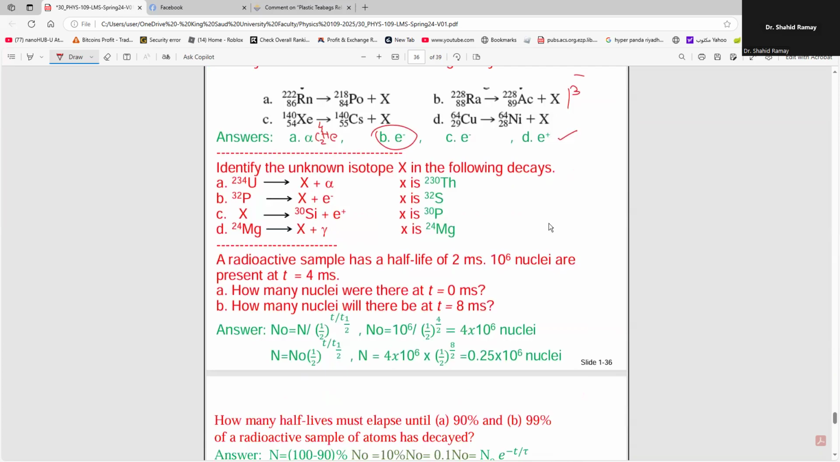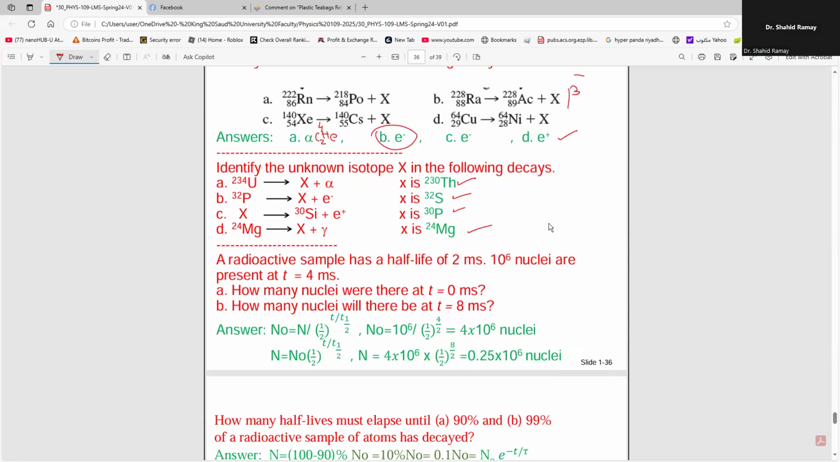Similarly, you can identify the unknown isotope X in the following decay. So here, if this is alpha, then what will X be? Surely A is decreased by 4, so it is 230. But here the Z value is not written. So just understand this is the answer. And this is the answer of B, and this is the answer of C. This is the answer of the D part.